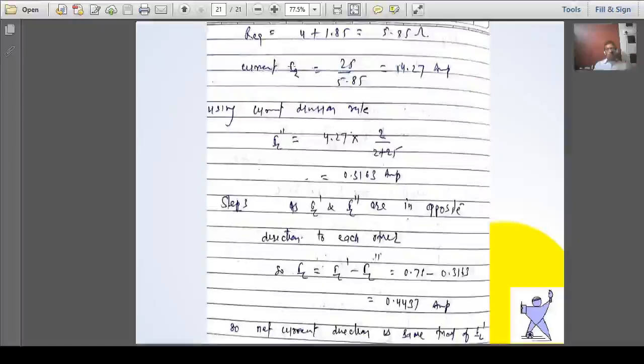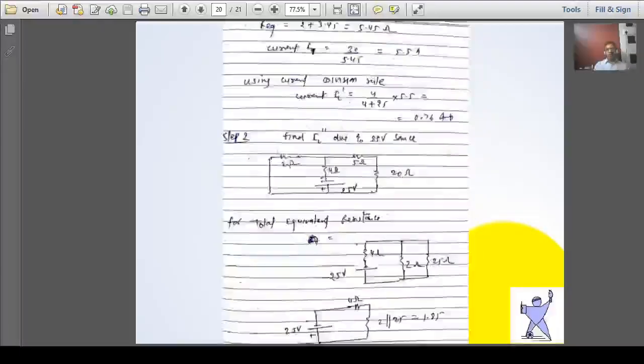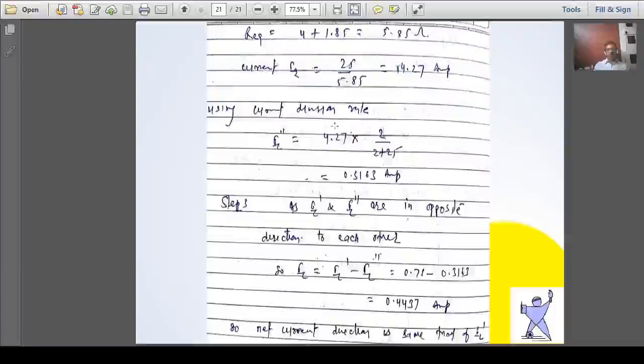From this total equivalent resistance, we can find out the total current. Total current will be 4.27 ampere. Now we are interested in finding the current through this branch, the 5 ohm resistor. So using the current division rule, this current is 4.27 times 2 upon 2 plus 25. It will give you 0.3163 ampere.